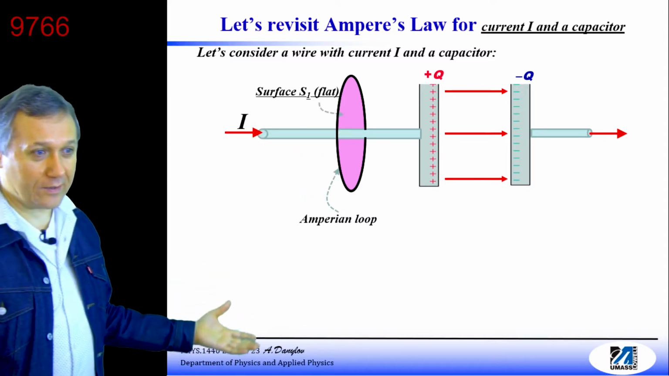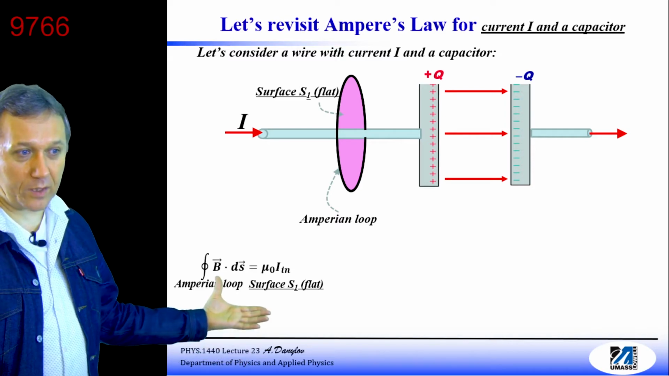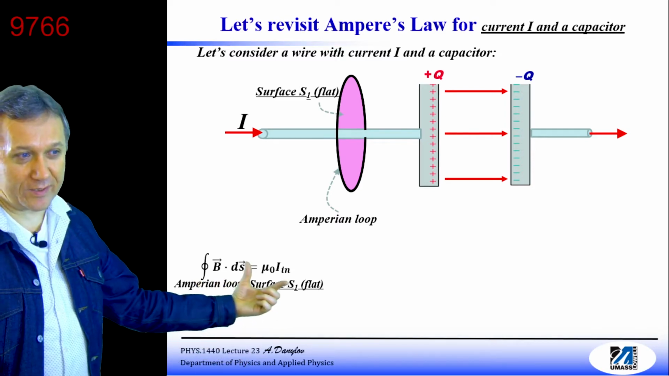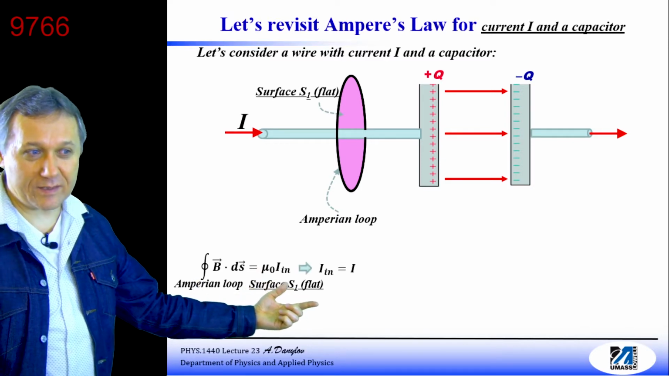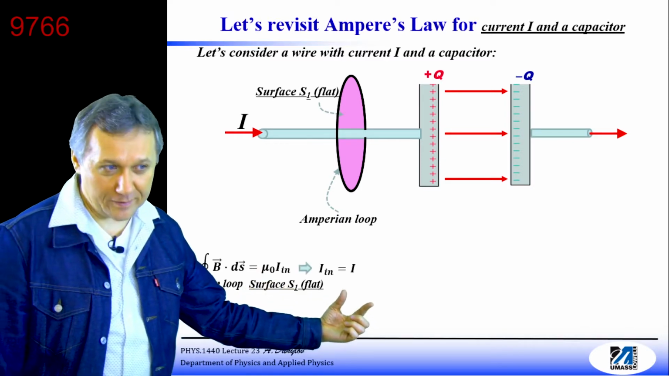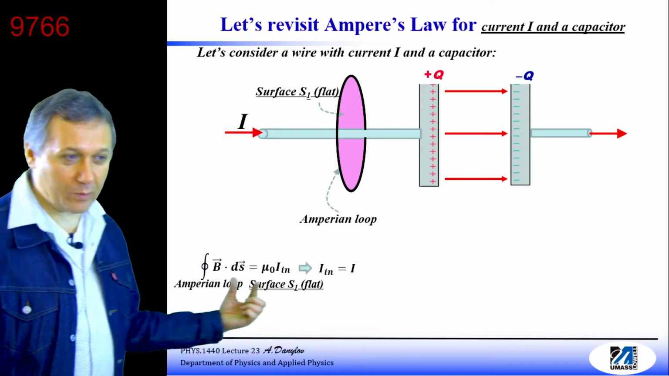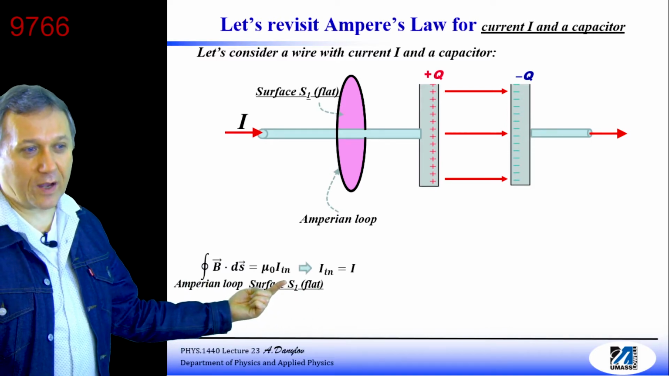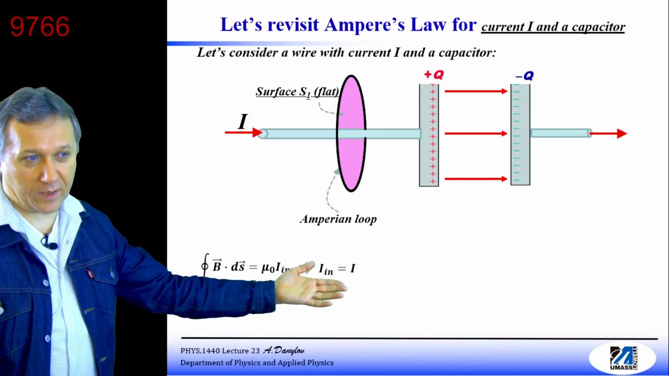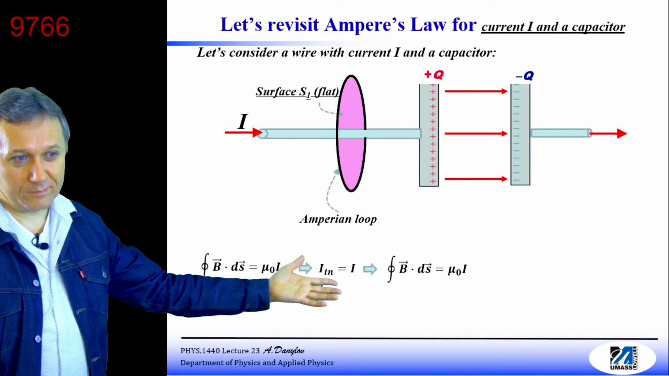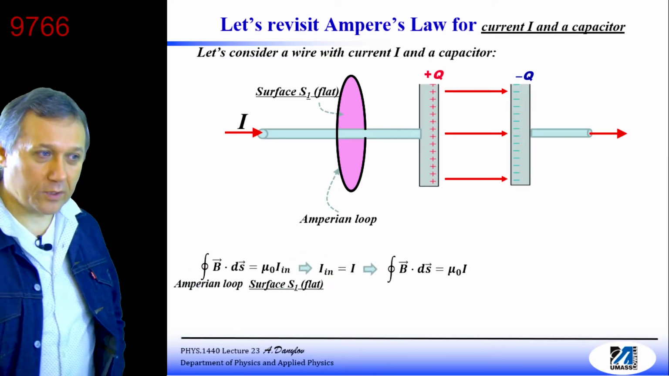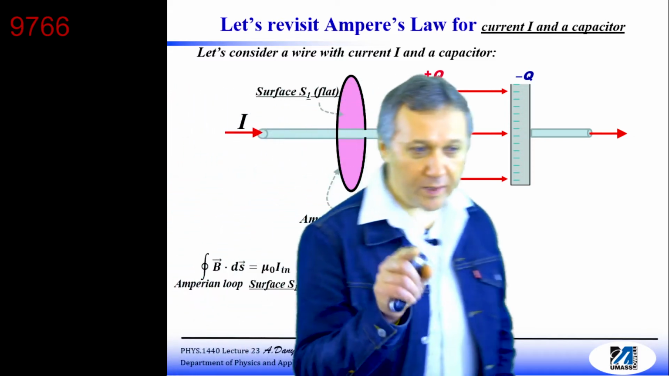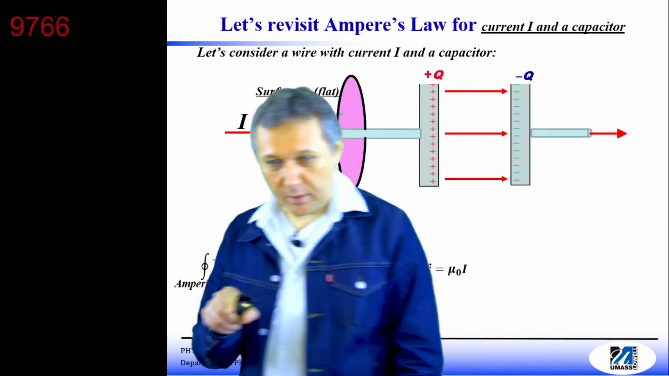So as a result, you can write Ampere's law: integral of B dot ds equals mu naught I enclosed, and in this case, I enclosed is I. So now I will just rewrite this law, but instead of I enclosed, it will be our current I. That's what you get using your surface S1 to find I enclosed.